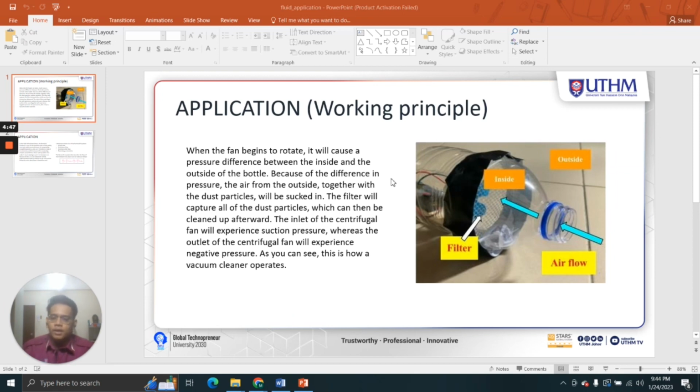Working principle. When the fan begins to rotate, it will cause a pressure difference between the inside and the outside of the bottle. Because of the difference in the pressure, the air from the outside together with the dust particles will be sucked in. The filter will capture all the dust particles, which can be cleared afterward. The inlet of the centrifugal fan will experience suction pressure, where the outlet of the centrifugal fan will experience negative pressure. As you can see, this is how a vacuum cleaner operates.